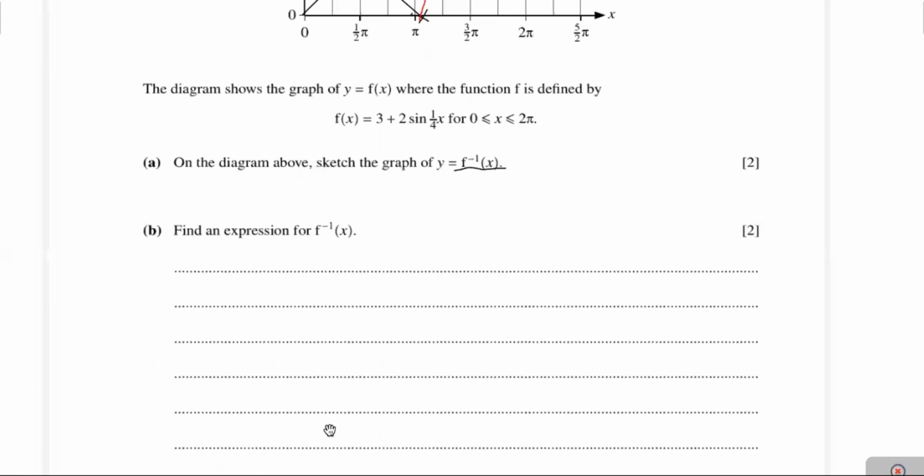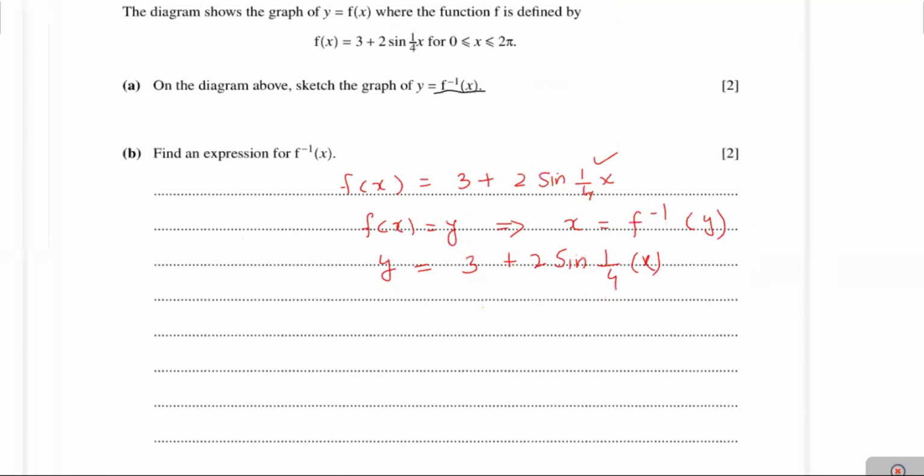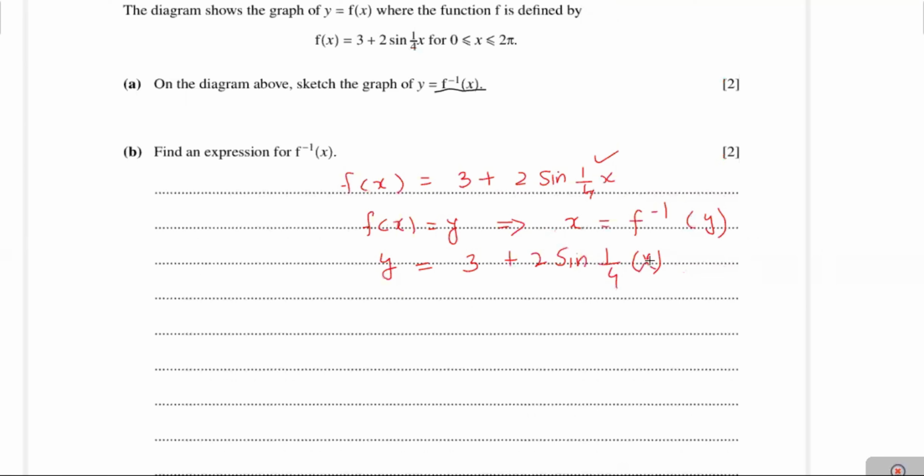Now you see here, f of x equal to 3 plus 2 into sine 1 over 4 x. Now we can write f of x equal to y, and x will be equal to f inverse of y. Therefore, we can write it as y equal to 3 plus 2 sine 1 over 4x. To find the inverse function, we make x the subject.